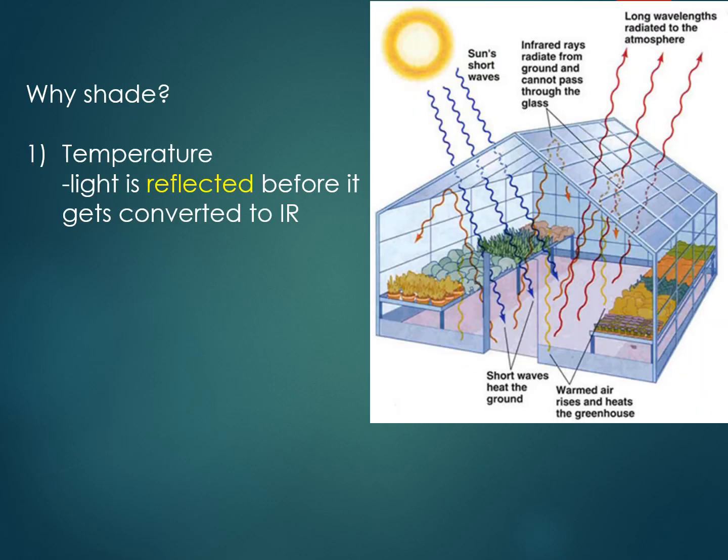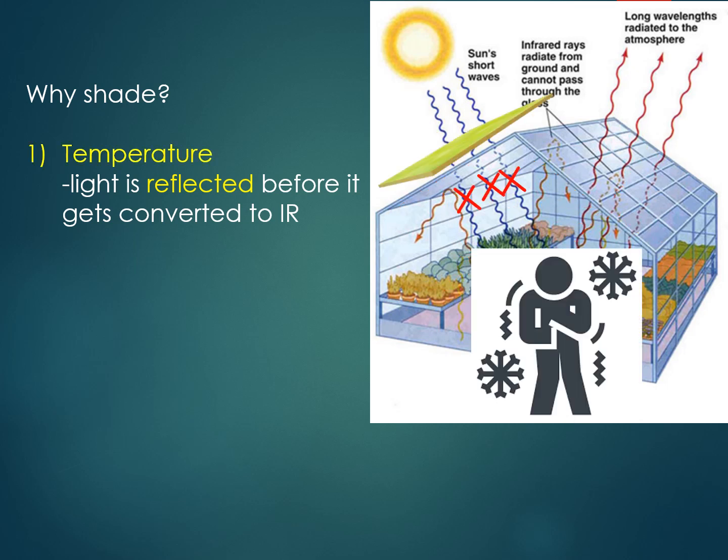You've seen this picture. We talked about it at the beginning of the course, with sunlight coming into the greenhouse and heating objects, heating the plants, heating the air, and then those objects re-radiating longer wavelengths, which some get trapped in the greenhouse and some escape to the atmosphere. So if we can block the sunlight, none of this heat gain happens in the greenhouse, and we can keep it cooler.